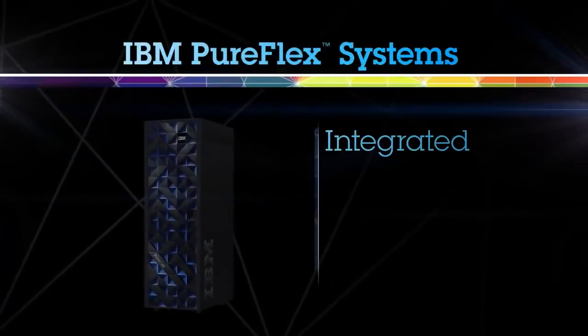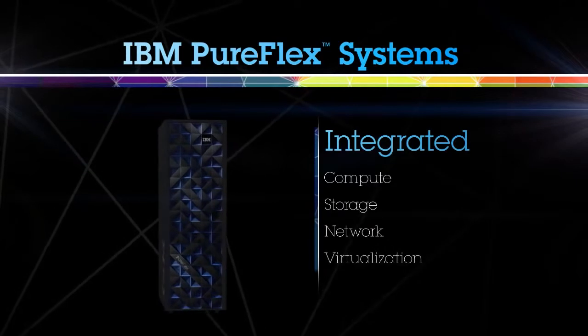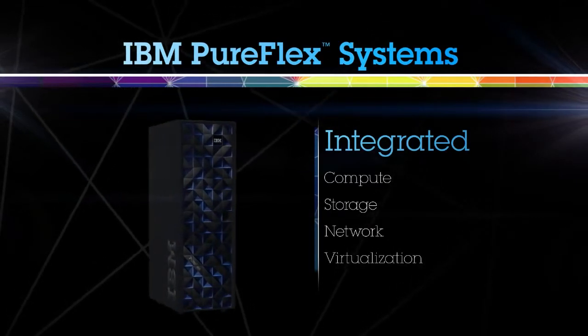IBM PureFlex systems integrate compute, storage, network, and virtualization into one flexible system. To help you manage that, we built the IBM Flex System Manager, designed to not only help manage the hardware and firmware, but also the virtual servers and hosts, the storage, and the network, all in one view.